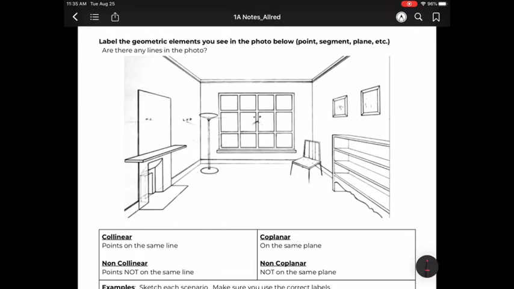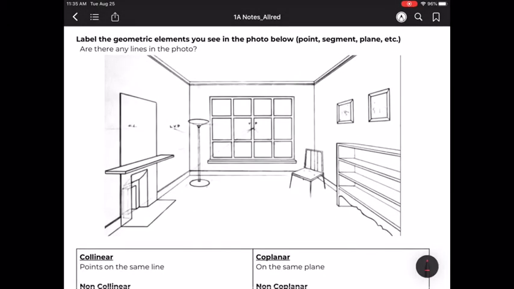What I want you to do is maybe pause this and look at the screen for a little bit and see if you can identify and label correctly things that would be points, segments, planes, etc. in this photo. And then it even asks, are there any lines in the photo? So this is a good time to pause. If you need more time, go ahead and keep it paused or pause it again, but now I'll show you some examples of what you might have.